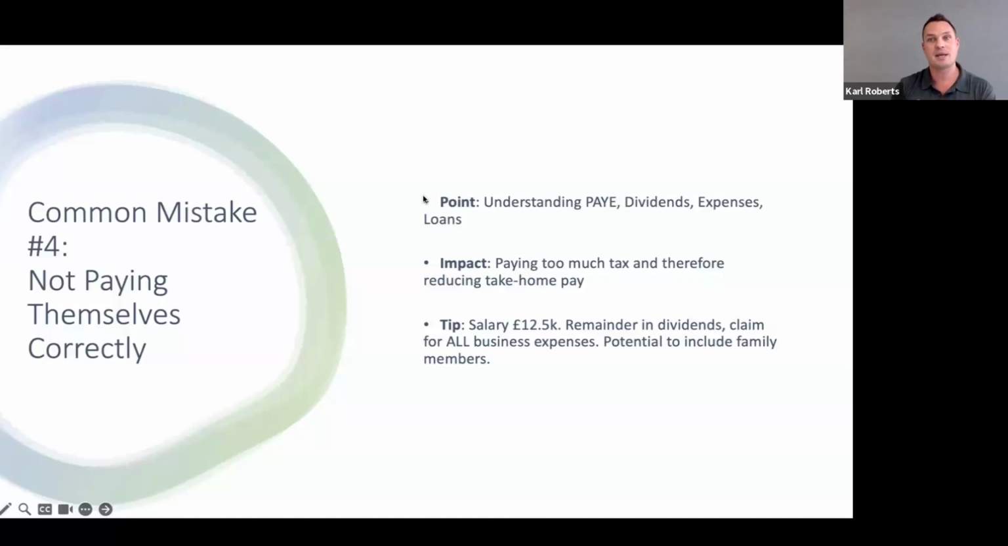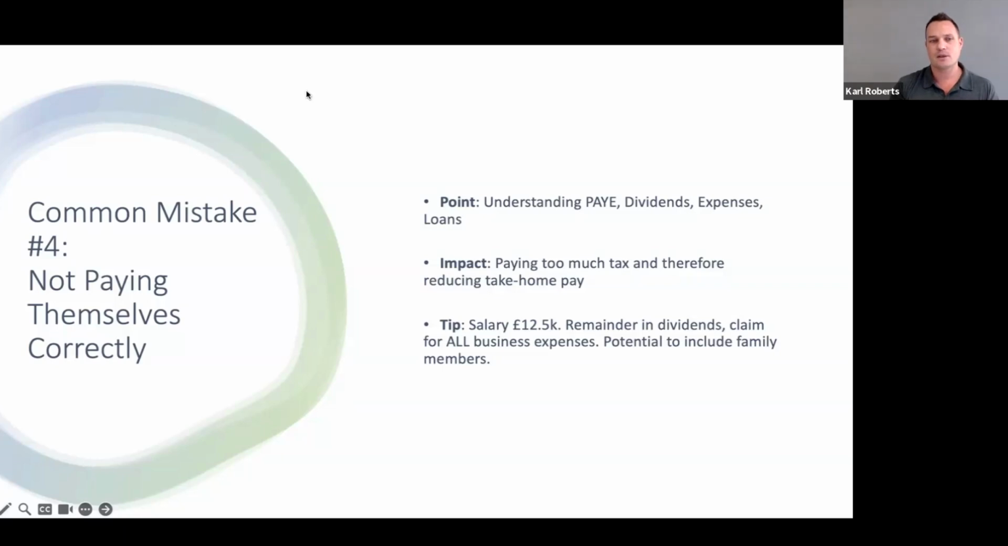So if you take a PAYE salary, for example, that's a tax deductible business expense. Okay. And for the first 12,500, you personally won't pay any tax on that because it's covered by your personal allowance. And then you may take dividends. So the typical structure that you will probably have been advised by your accountant is small salary and the rest in dividends. And the reason we do that is because overall, it means you and your company pay as little tax as possible, which means you end up personally with more money in your bank account.